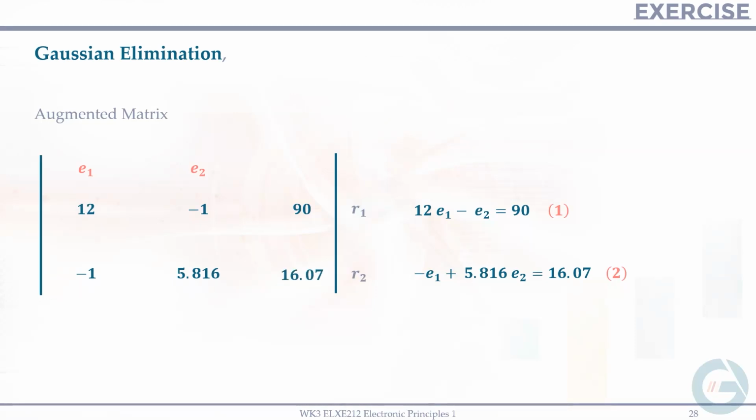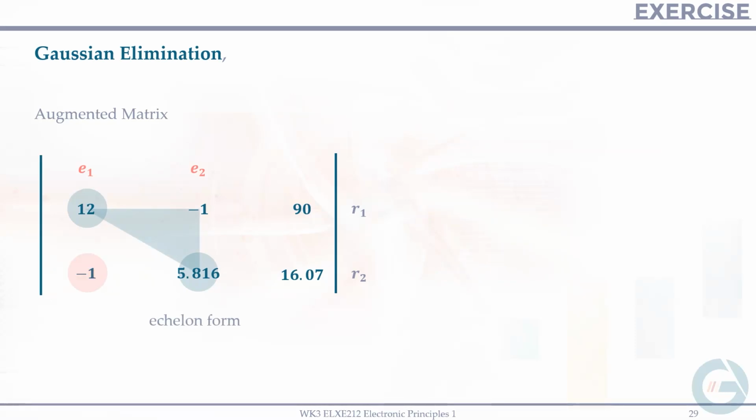The next step: in my first equation, I want E1 to lead, and in the second equation, I want E2 to lead, which means in my second equation I will set this E1, the negative 1, to 0. So this is in echelon form, right? So let's process this augmented matrix. How can I make this negative 1 a 0?